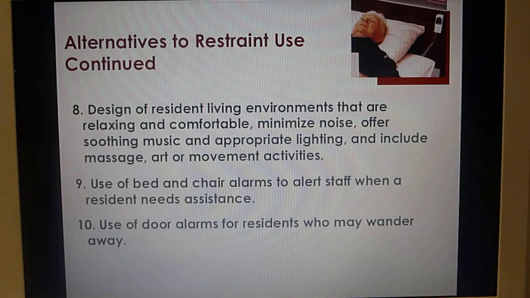Design of resident living environments that are relaxing and comfortable, minimize the noise, offer soothing music and appropriate lighting, and include massage, art, or movement activities. Use of bed and chair alarms to alert staff when a resident needs assistance, and the use of door alarms for residents who may wander away.